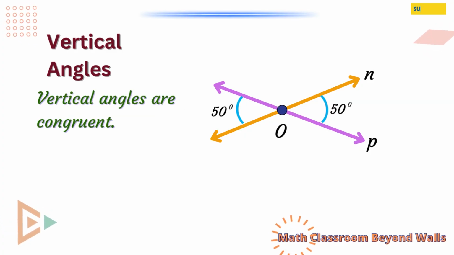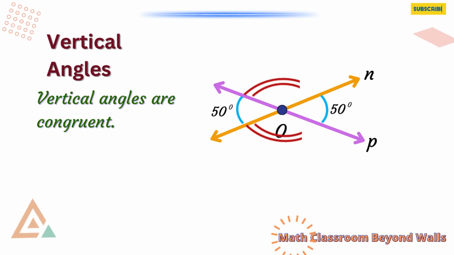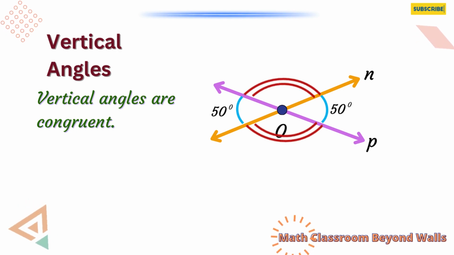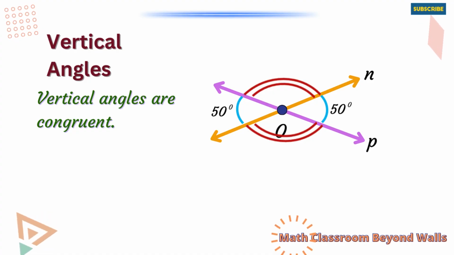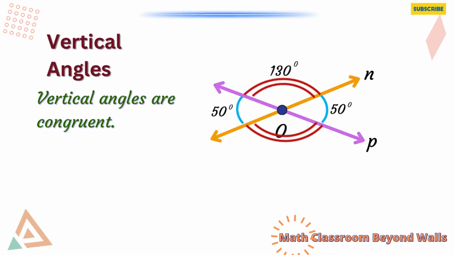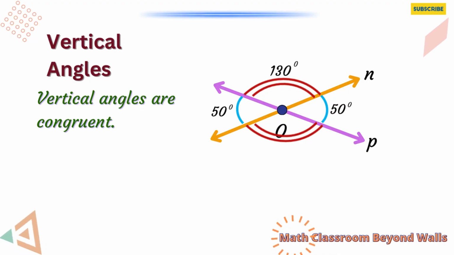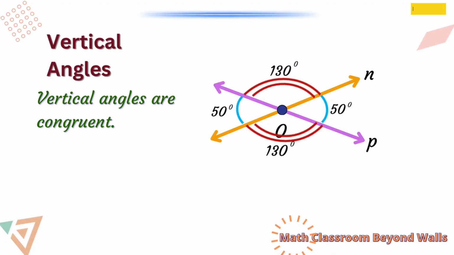Take note that there's another pair of vertical angles that are formed. The measure of each angle in this pair is also the same. One angle has a measure of 130 degrees. So the other is also 130 degrees.